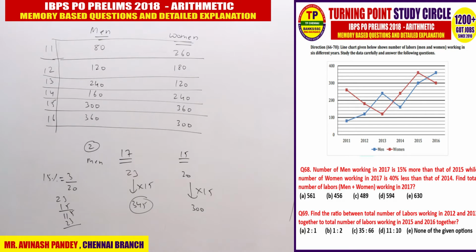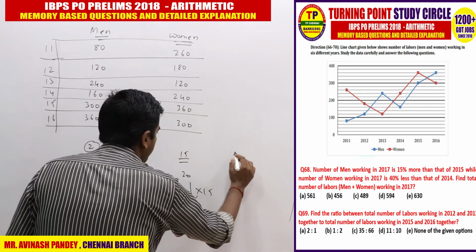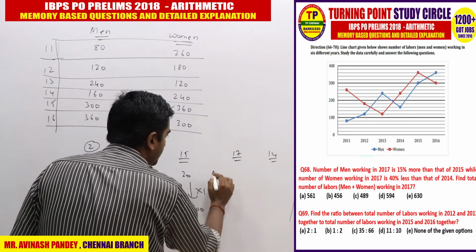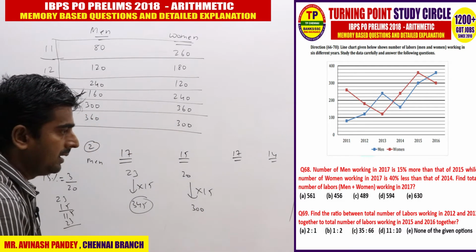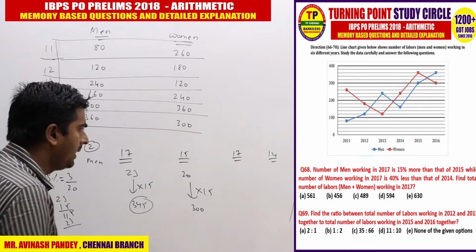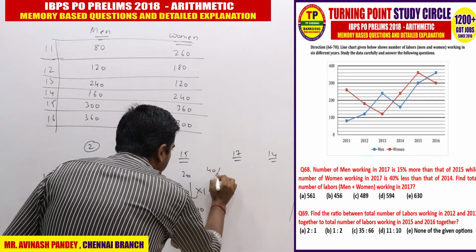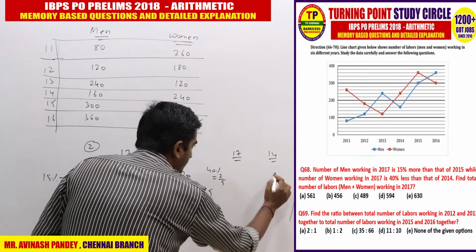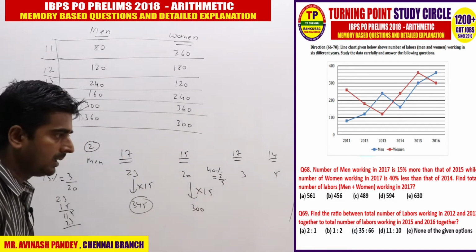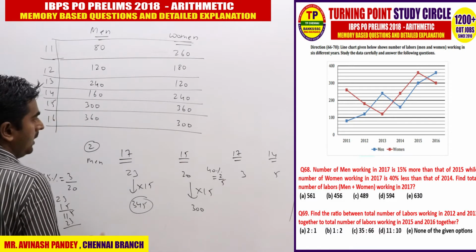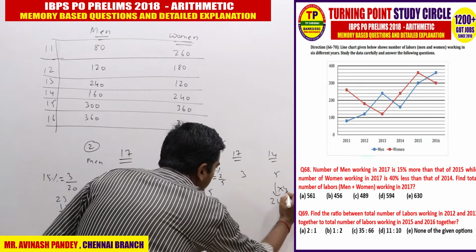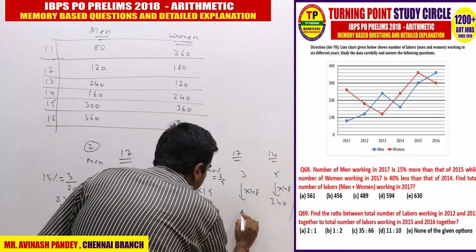Then, the number of women working in 2017 is 40% less than that of 2014. So I am writing here women, and the years are 17 and 14. While the number of women working in 2017 is 40% less, what is the 40% fraction value? 2 by 5. So where is it more? In 2017 it is less. So if in 2014 it is 5, what about in 2017? It is 3. So in 2014, what is the value of women? 240. So the 5 part is 240. This is how many times? 48 times. This is also 48 times, which gives my answer.